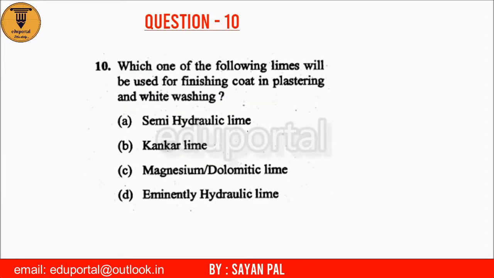Question number 10 says, which one of the following limes will be used for finishing coat in plastering and whitewashing? Four options are given: semi-hydraulic lime, conker lime, magnesium or dolomite lime, and eminently hydraulic lime. So here the answer will be magnesium or dolomite lime. Okay, so we will see how it's coming.